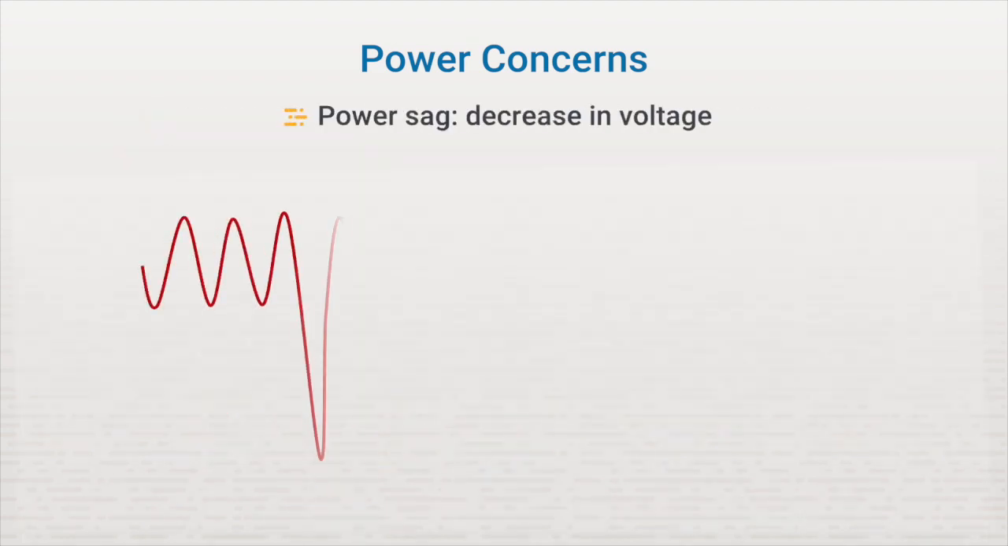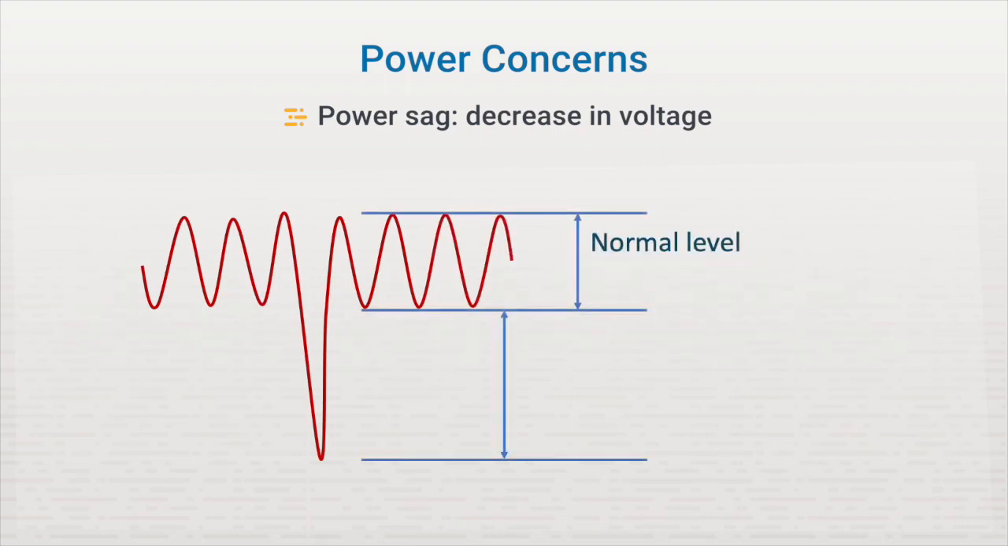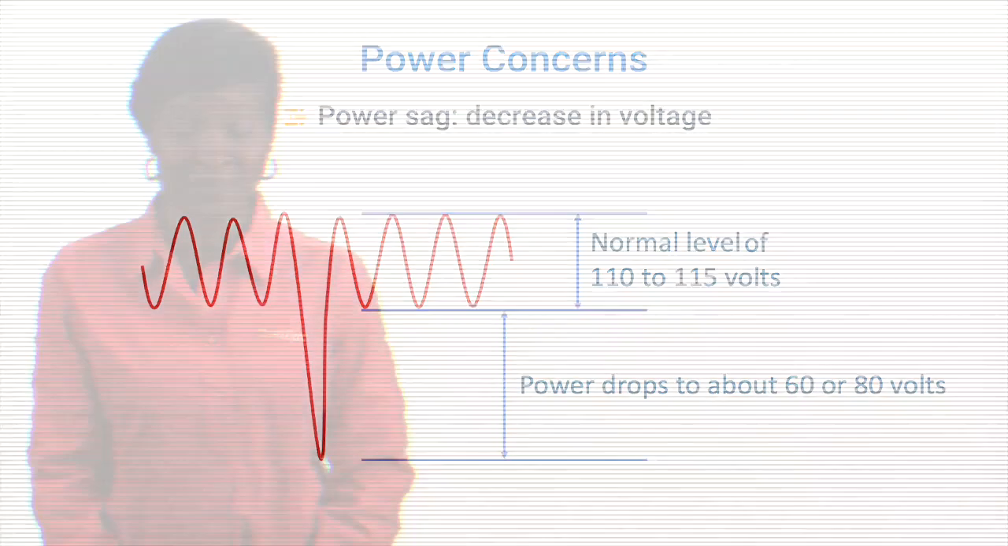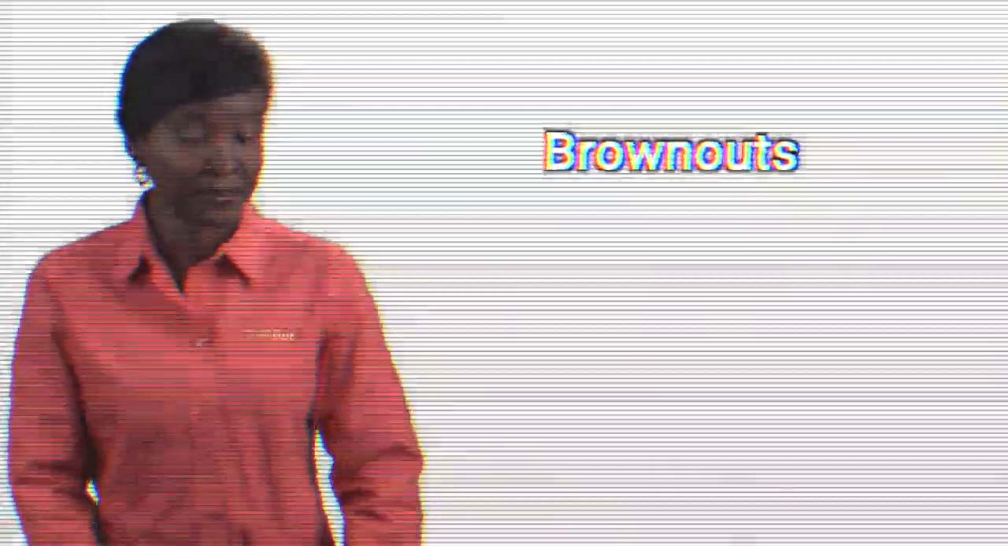A power sag is a decrease in voltage. You could be getting 110 to 115 volts from the wall socket when the voltage suddenly drops down to about 80 or 60 volts. Brownouts can happen when there's too much demand on the electrical grid and there isn't enough power for everyone who wants to use it. The decrease in voltage lasts for several seconds. The power doesn't go out completely, but the lights dim.